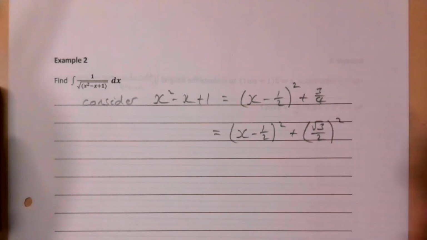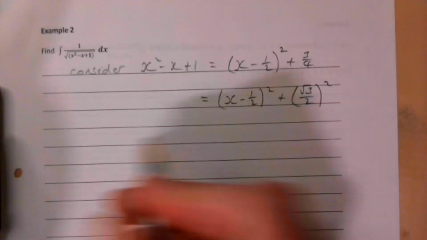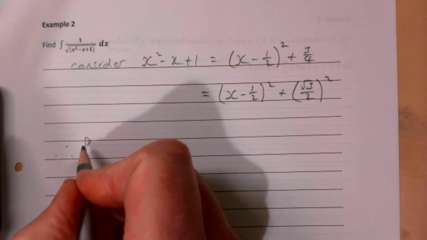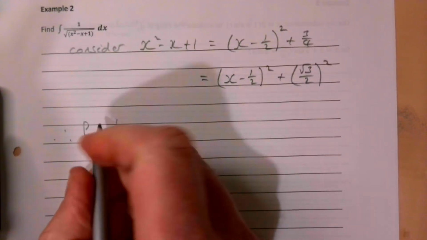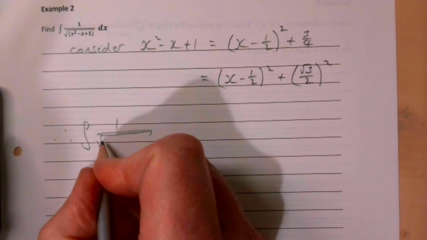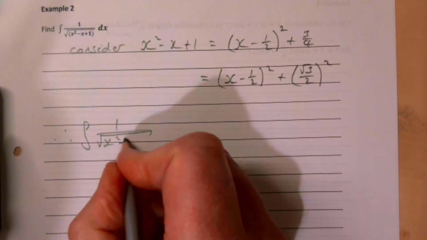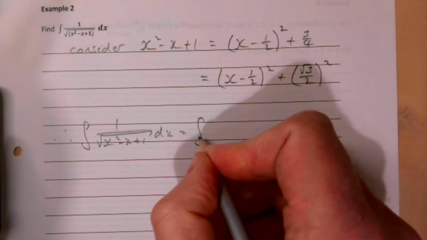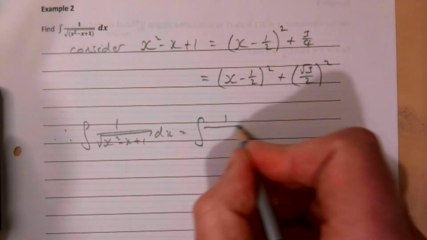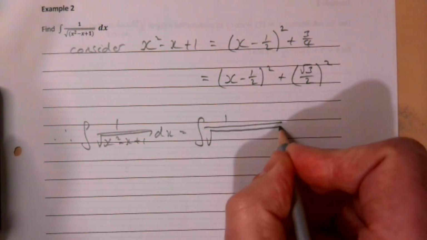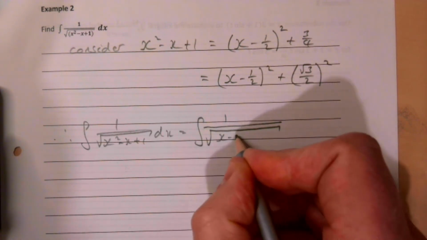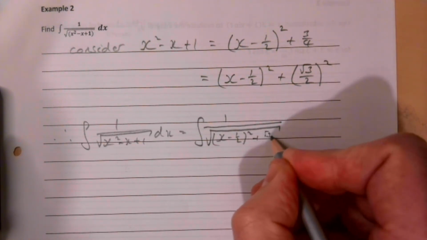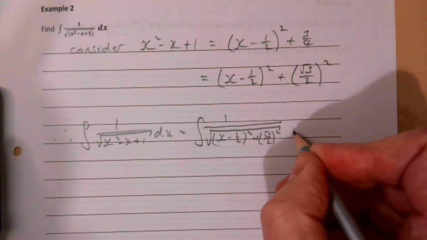Obviously to square that you just get your 3/4, so we can see where that puts it in a nice format for us, which is the way we're going to need it. Therefore my original question, which is the integral of 1 over the square root of x squared minus x plus 1 dx, equals the integral of 1 over the square root of x minus a half all squared plus root 3 over 2 all squared dx.